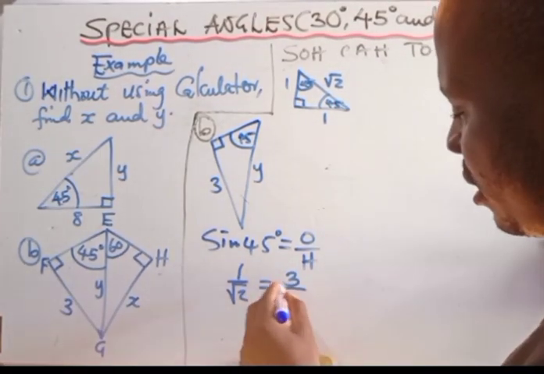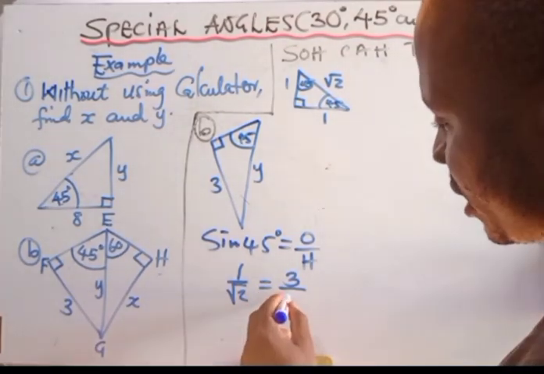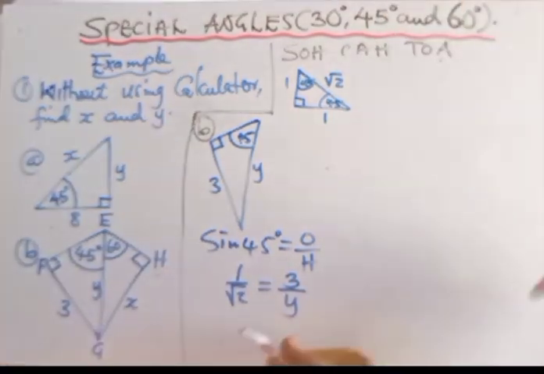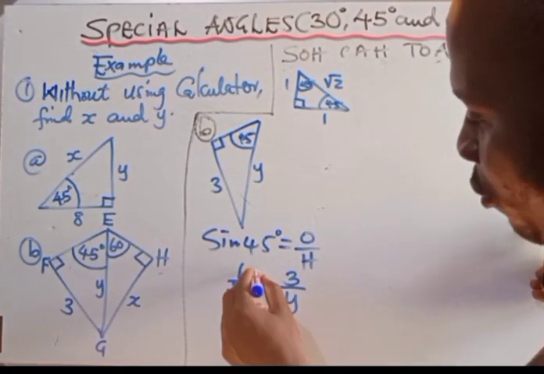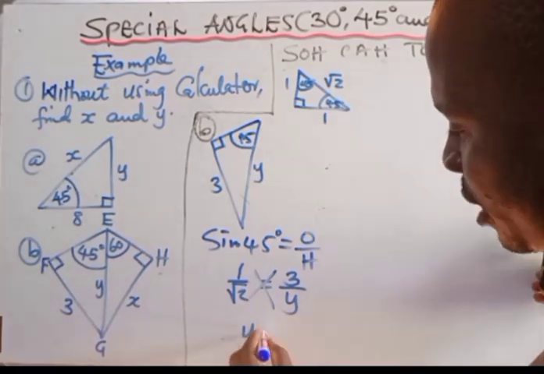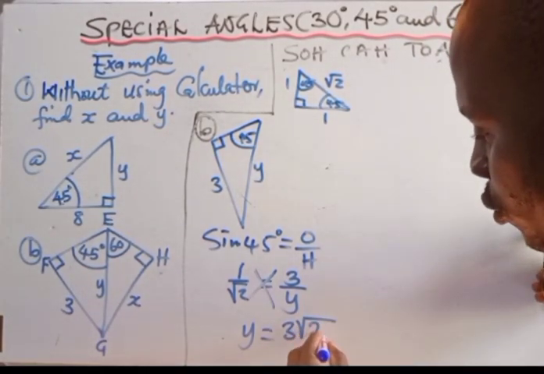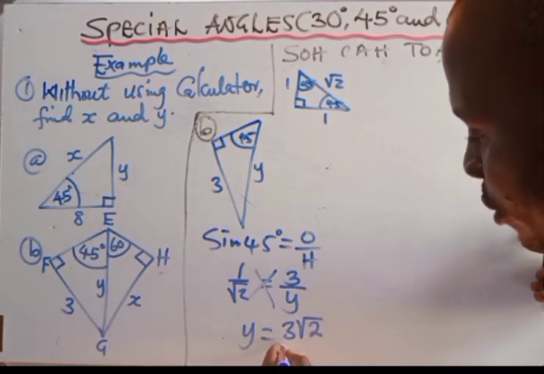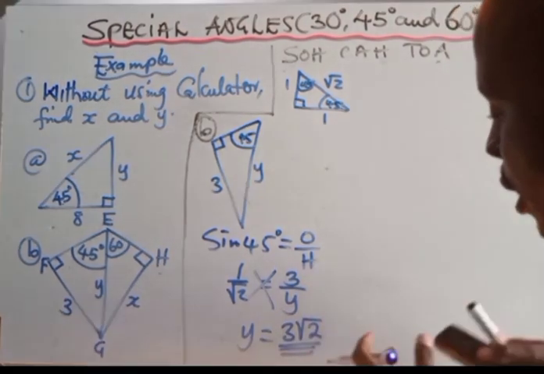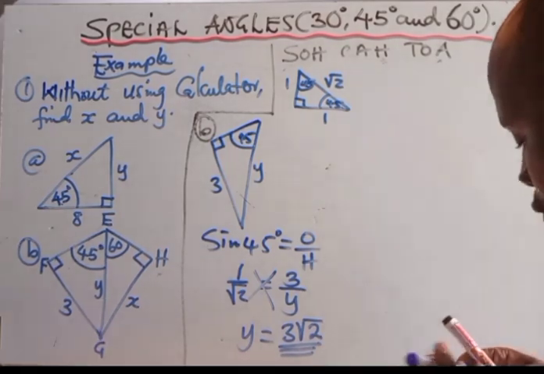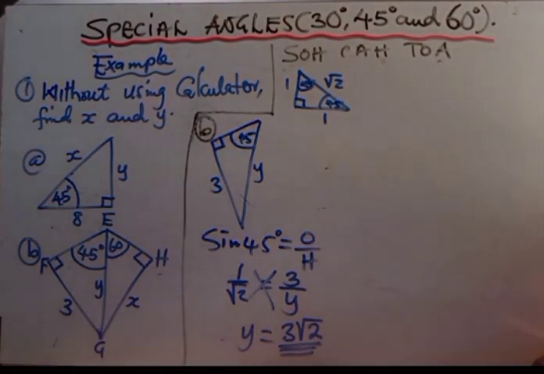What is the opposite of 45 there? It is the 3. And the hypotenuse is y. So what will be the answer for y? We'll cross multiply and say y is equal to 3 root 2. That is what we have.